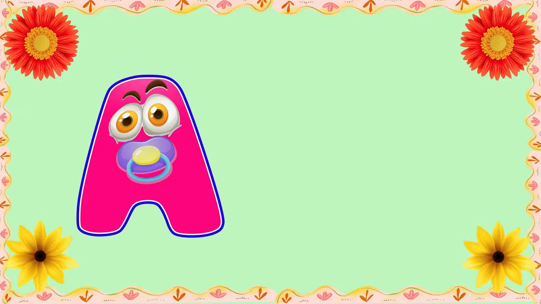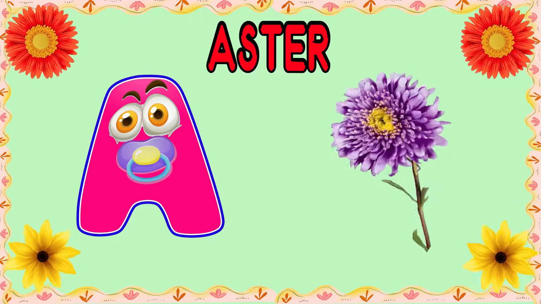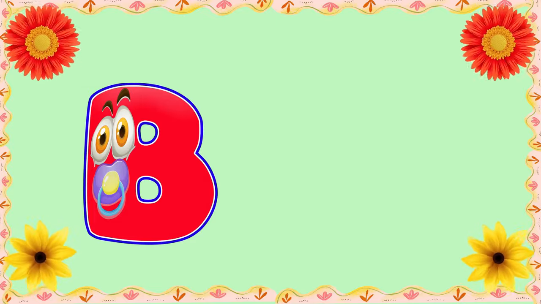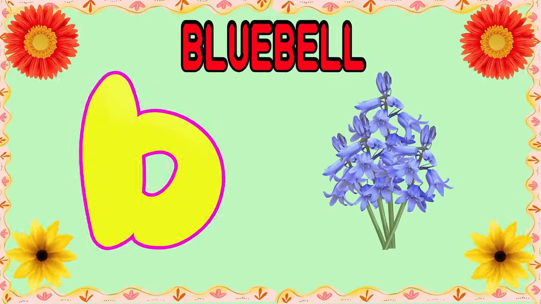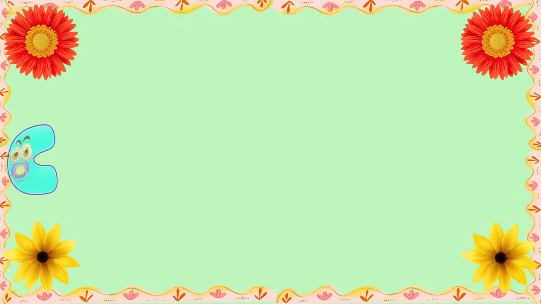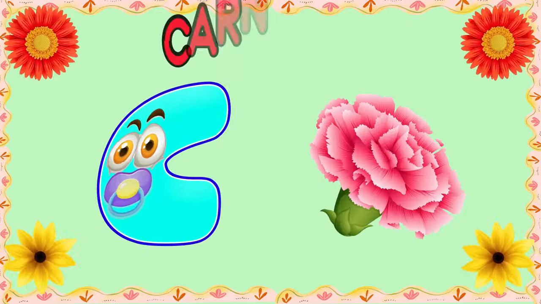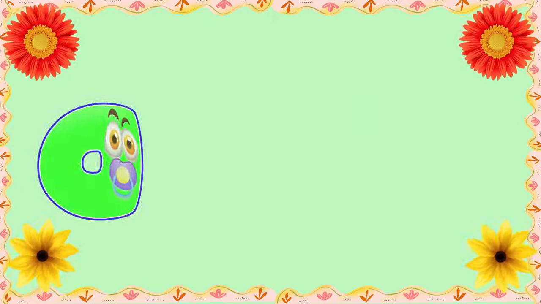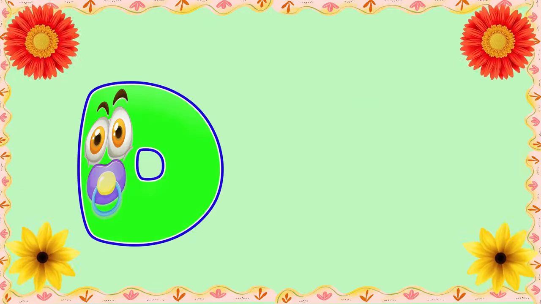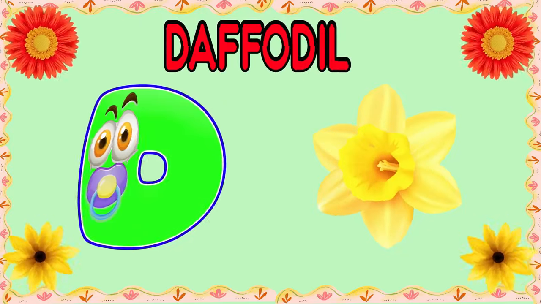Z for A. A is for Aster. A. B. B is for Bluebell. B. C is for carnation. D. D is for daffodil.